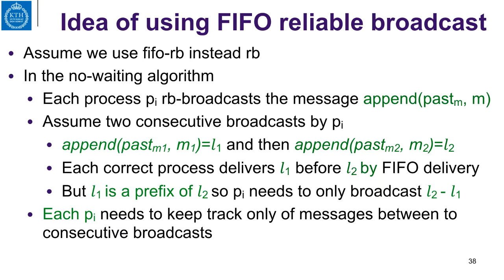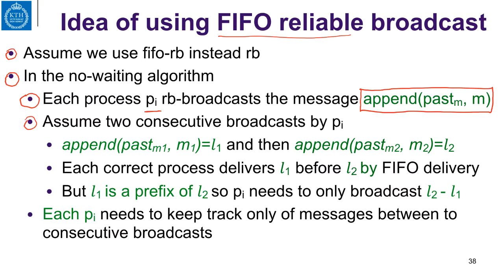So here is the idea of using FIFO reliable broadcast to implement causal order broadcast. And it depends on the reliability properties of the FIFO broadcast. So assume now that we use a FIFO reliable broadcast instead of reliable broadcast. And if we go back to the no waiting algorithm, we see that each process PI reliably broadcasts the message which consists of the past and the new message M. So we are now putting them together.